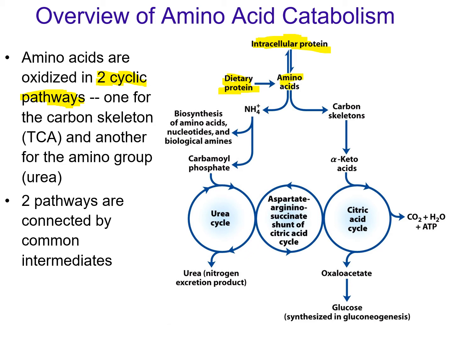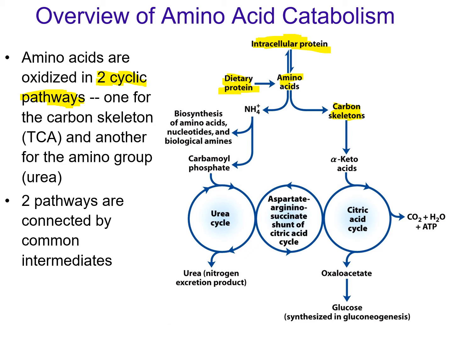And so what we said is those amino acids have two parts. One is the carbon skeleton. That's the only one that we can actually use as energy, or we can actually store. So that carbon skeleton gets converted into alpha keto acids, and that can go into the citric acid cycle, where we know we can get energy out of it. Also, if we just need to store that, then we can convert it into oxaloacetate, which can go into the gluconeogenesis pathway, which can give us glucose, and glucose can be stored as glycogen.